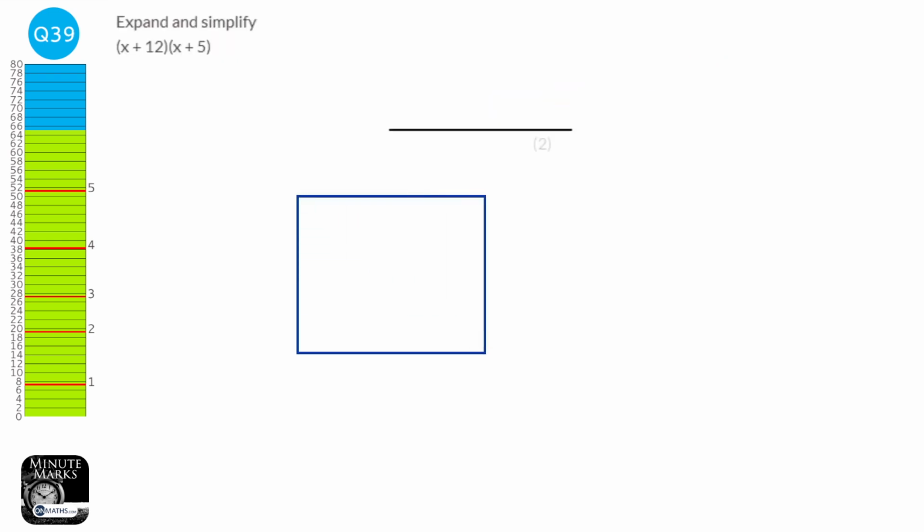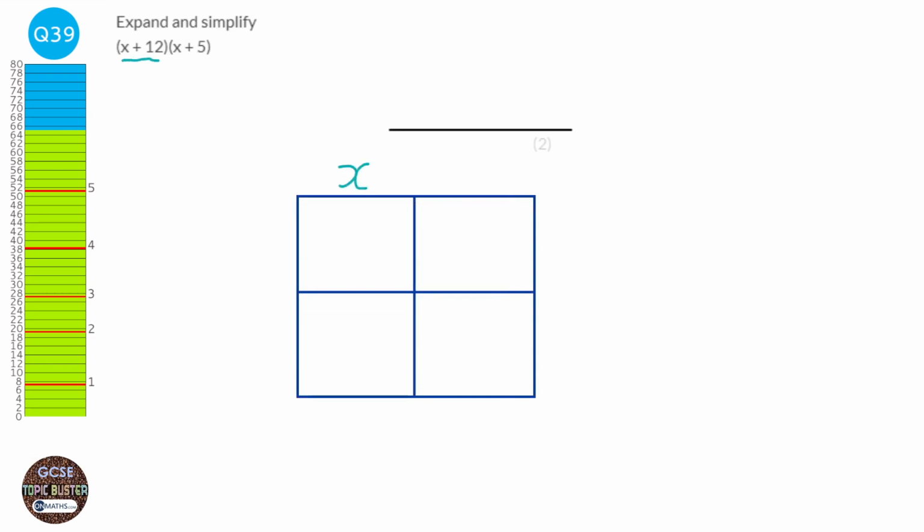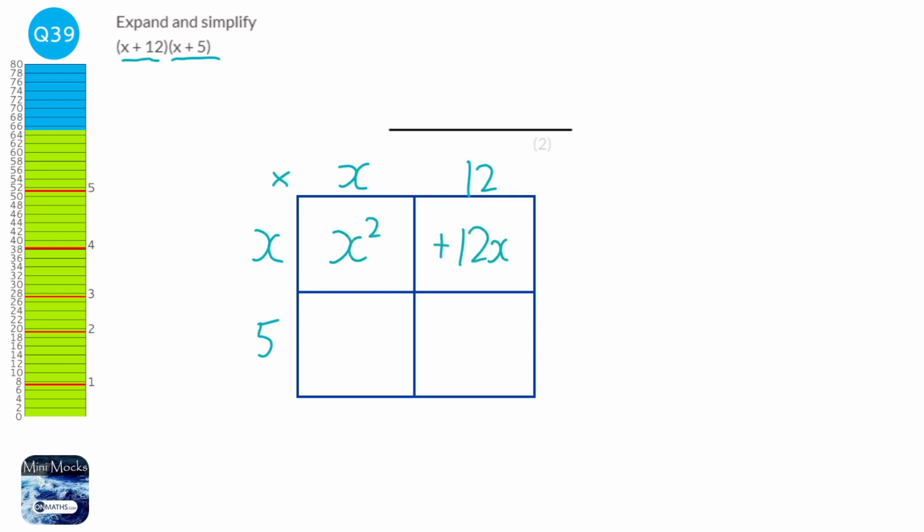Go do a multiplication grid. And we're going to start by putting the x plus 12 at the top, so x, and then we've got 12, and the x plus 5 down the bottom, or down the side. So we're going to times these together, so x times x is x squared, x times 12 is positive 12x, x times 5 is positive 5x, and 5 times 12 is obviously positive 60.